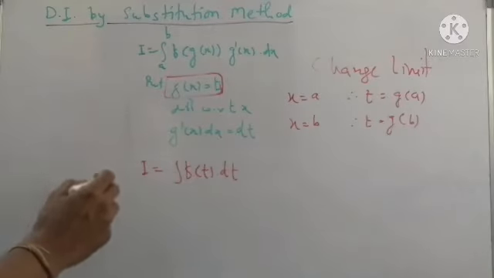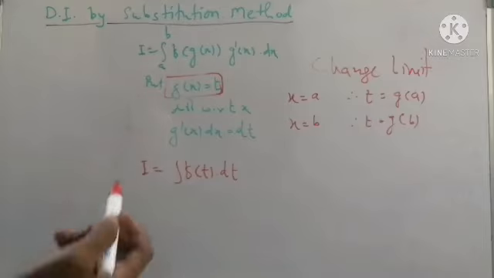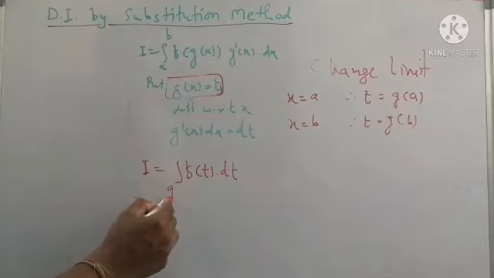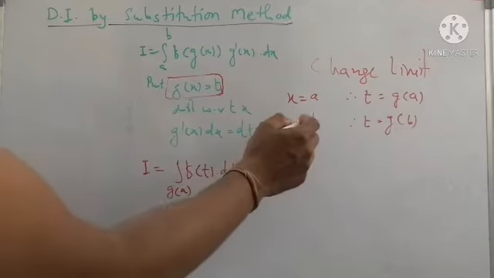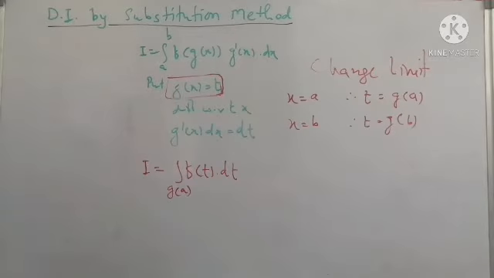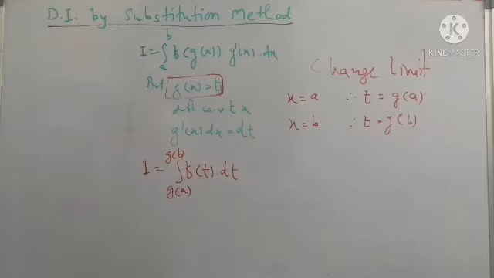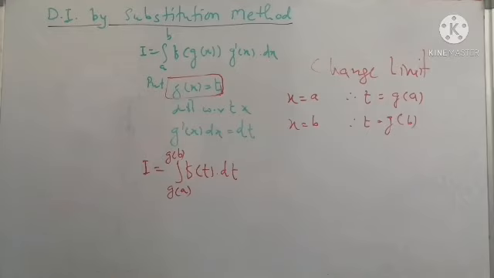So in substitution, we change the terms of x into t and take integration with respect to t, and change the limits corresponding to the old limits. For the old lower limit x equal to a, we get the value of t as g of a, which is our new lower limit, and x equal to b is the upper limit of the old integration. Corresponding to it, the value of t is g of b. So the new integration will be from the new limits g of a to g of b of f of t with respect to t, and we can evaluate the integration.